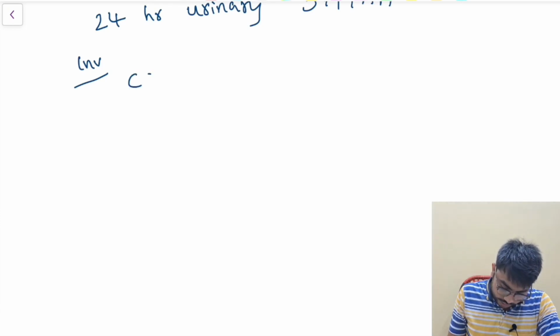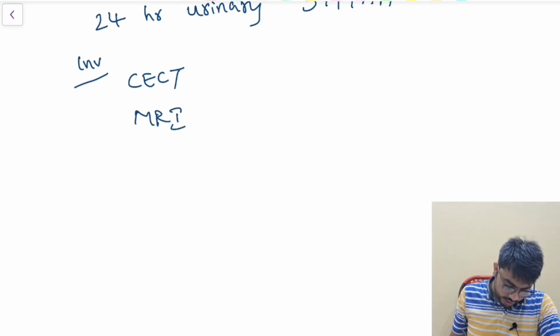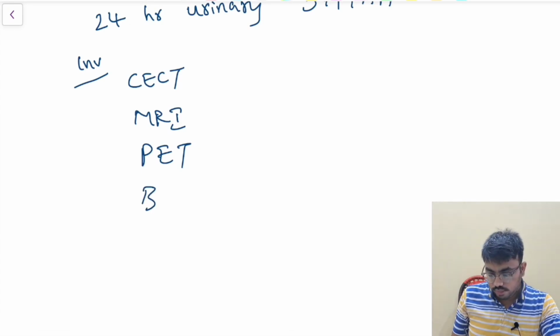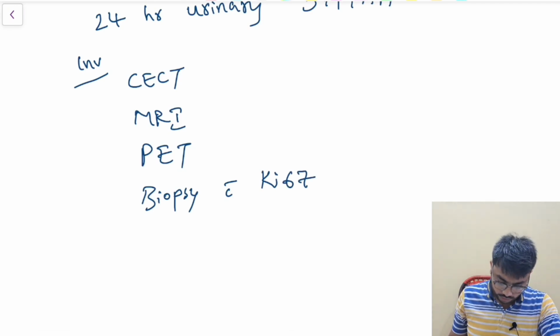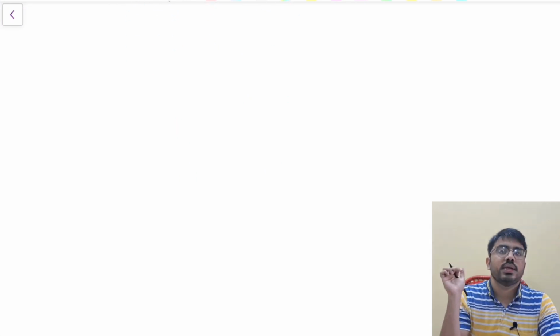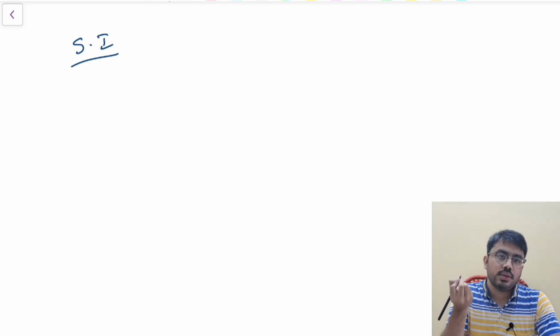I can get a CT scan done, I can get an MRI done, or I can get a PET scan done, or I can do a biopsy with the Ki-67. Okay. Now, I have already told you. Now moving to the entities where we are going to see the carcinoid. One thing I have already told you, small intestine is the most common location for carcinoid tumor. Now within the small intestine, if you see the carcinoid, how to manage this case?